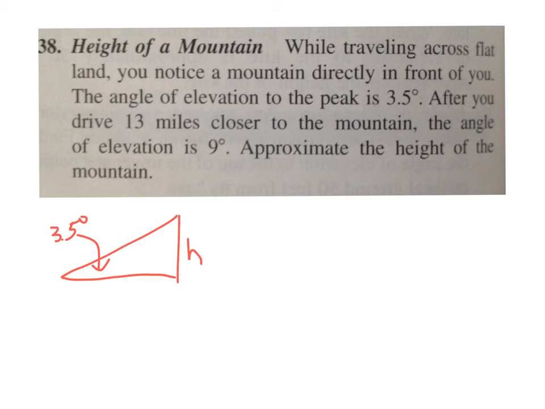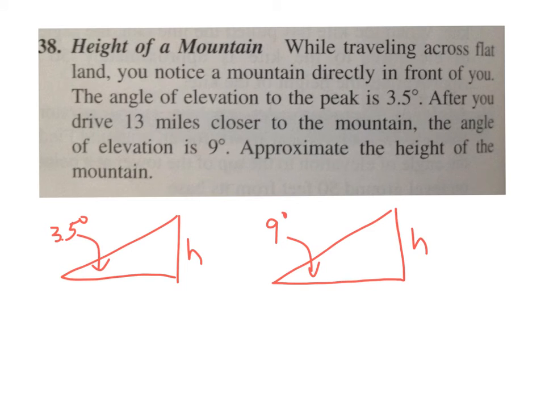Right there. And then we have another situation after we drove 13 miles, right? The height of the mountain isn't changing, but this angle did, to 9 degrees. Okay, and so then, like I said, it's very similar to the problem we just did. The only difference between these two things is that since we got closer, the angle of elevation changed, right? You're closer, so you have to look up higher.